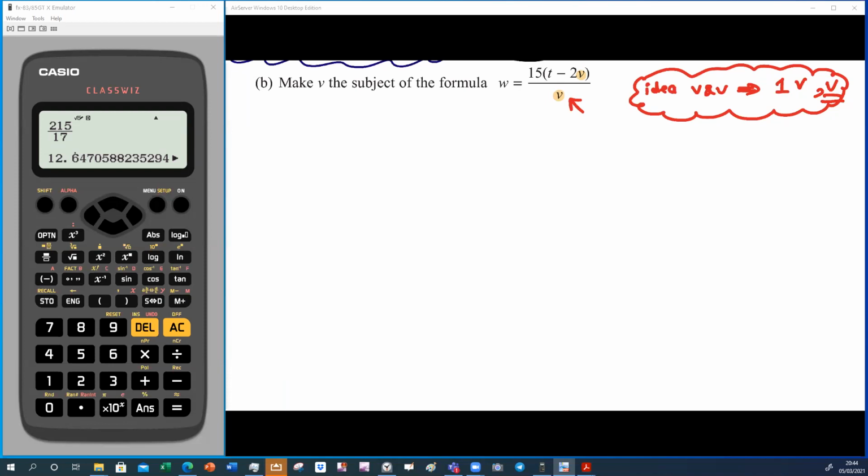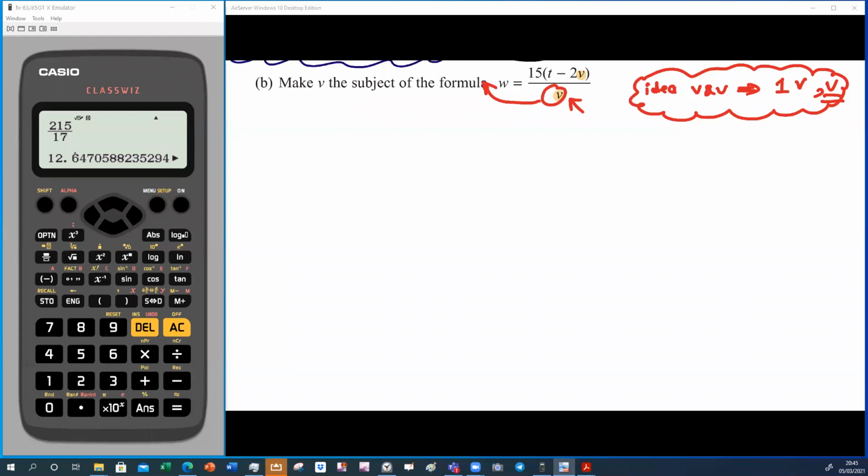We don't want to have a V on the top and the V on the bottom, because that's going to cause us issues. So we want to remove the V from the bottom, from the denominator, and move it to the other side. And the process is called what? Cross multiplying. Lovely.